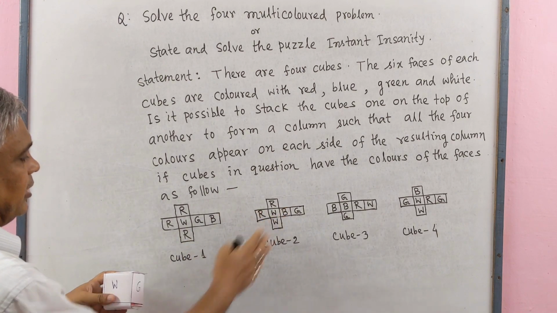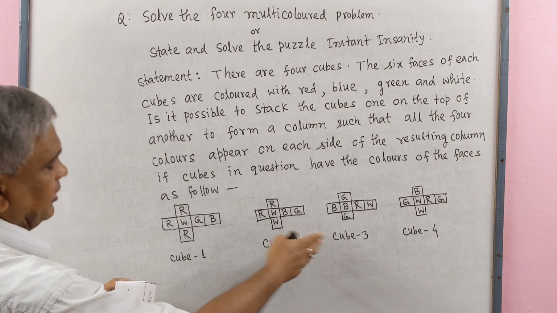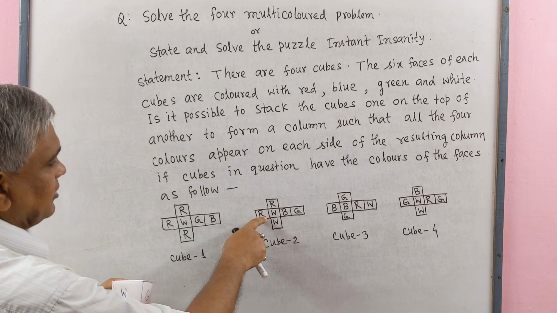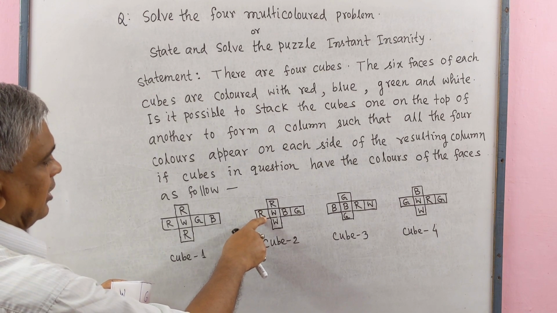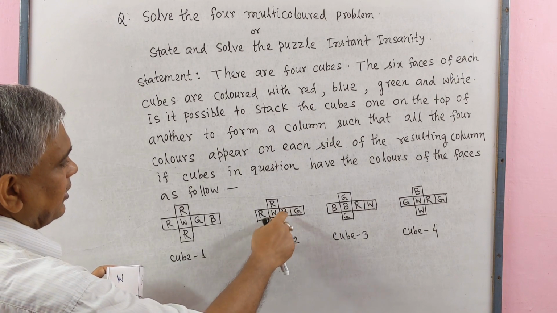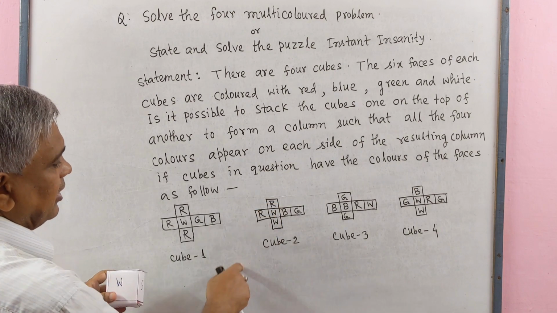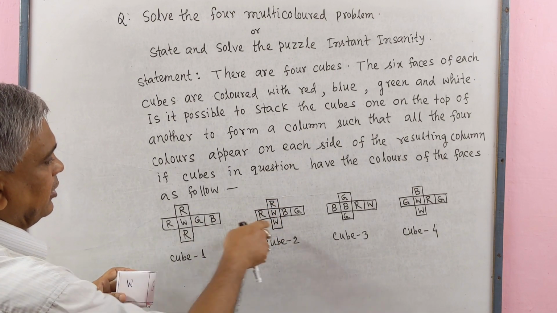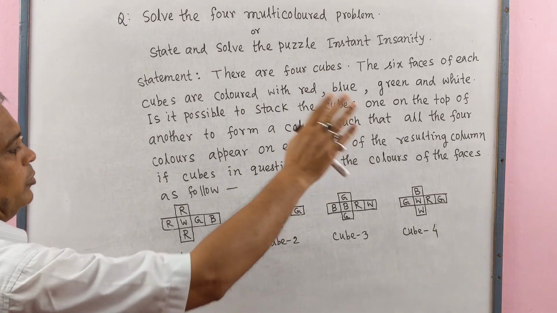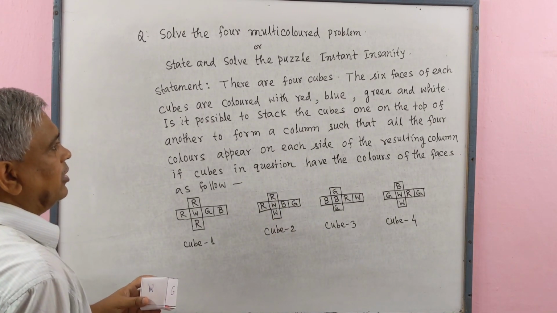So in this way we may take the other cubes. In cube 2, this R is the color of the left face, and W is the color of the front face, B is the color of the right face, and G is the color of the back face, and R is the color of the top face, and W is the color of the bottom face. And in this way we may consider the colors of the other cubes.